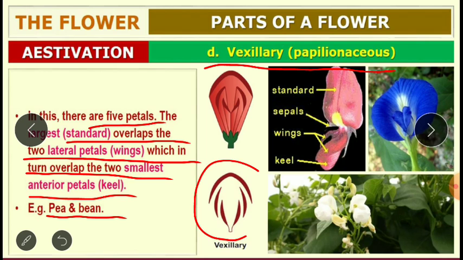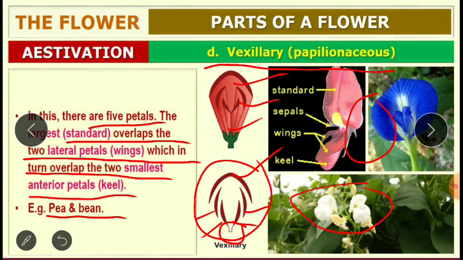So you can see over here, this is going to be the one large petal, first large petal. It is overlapping the 2 medium petals, and these 2 medium petals are going to be overlapping the 2 small petals. These 2 small petals will be fused down. So this type of arrangement you can see over here in the pea plant or the bean plants, wherein there is one large petal, 2 medium petals and 2 small petals which are fused. So this type of aestivation is known as the vexillary aestivation. So these are going to be the 4 types of aestivation. So what is aestivation? Aestivation is going to be the arrangement of petals and sepals on the floral bud.